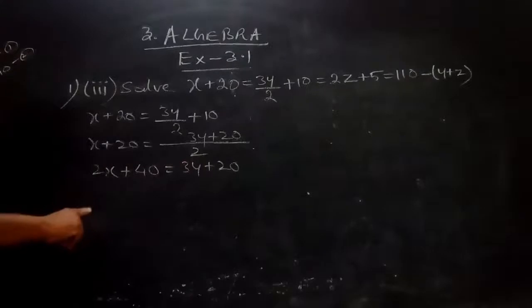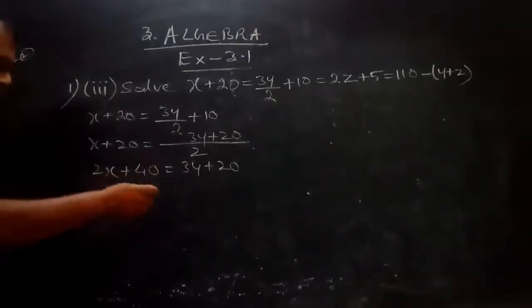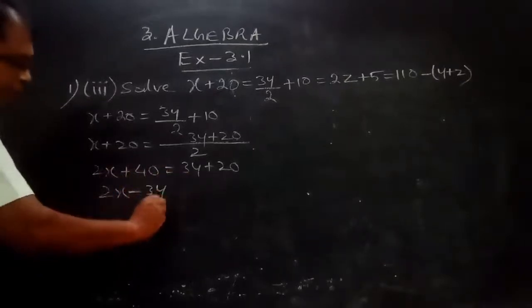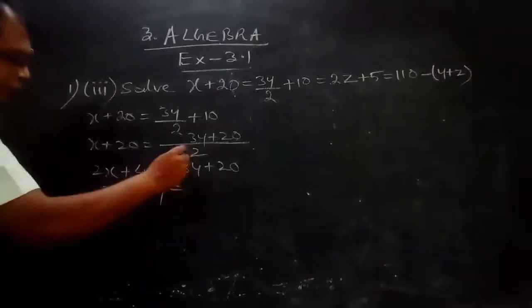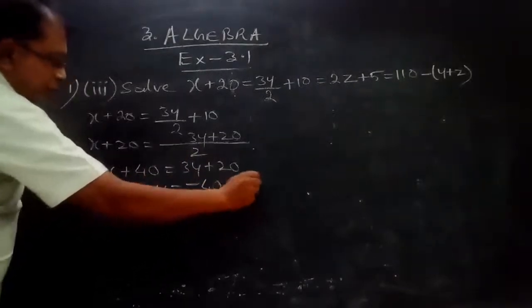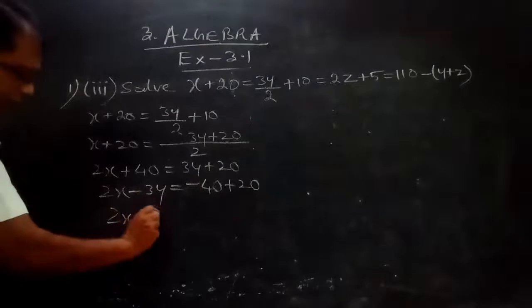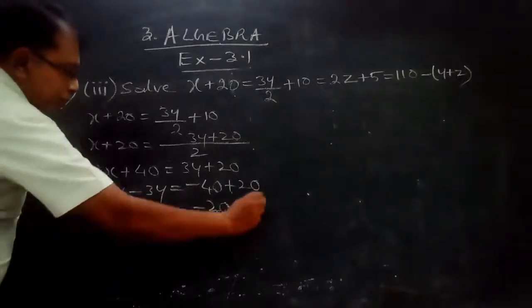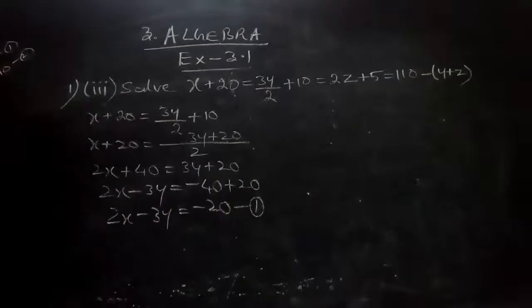Next, I arrange the variable in one side and number in another side. Therefore, 2x, you take the 3y to left hand side, the minus 3y. I take the number 40 to right hand side, the sign change to minus 40 plus 20. Therefore, 2x minus 3y equal to the minus 20. It is the first equation.